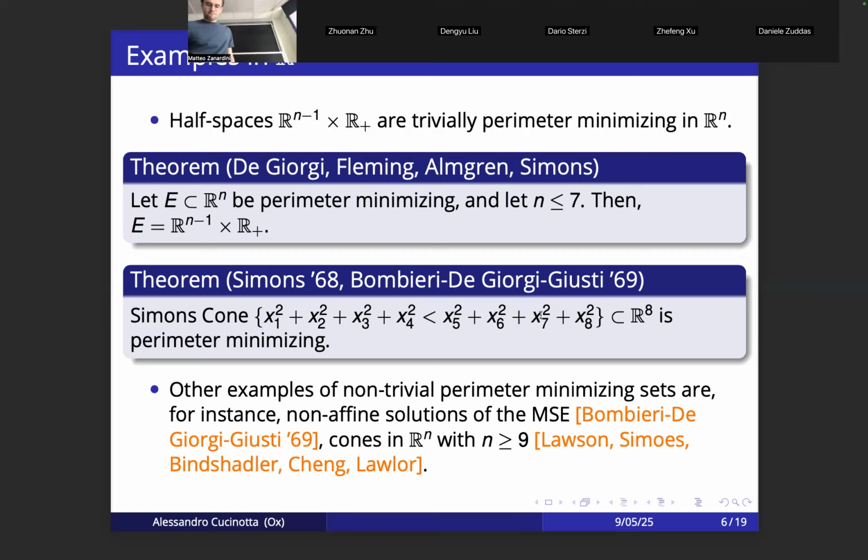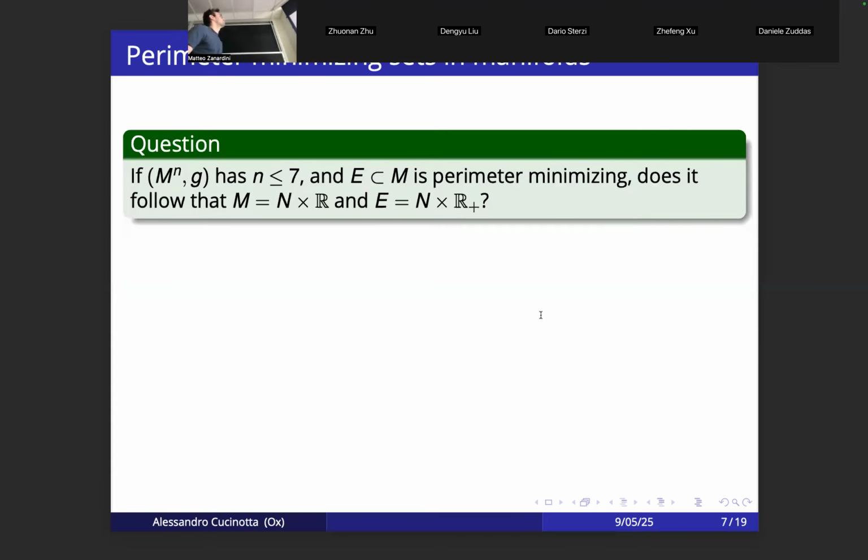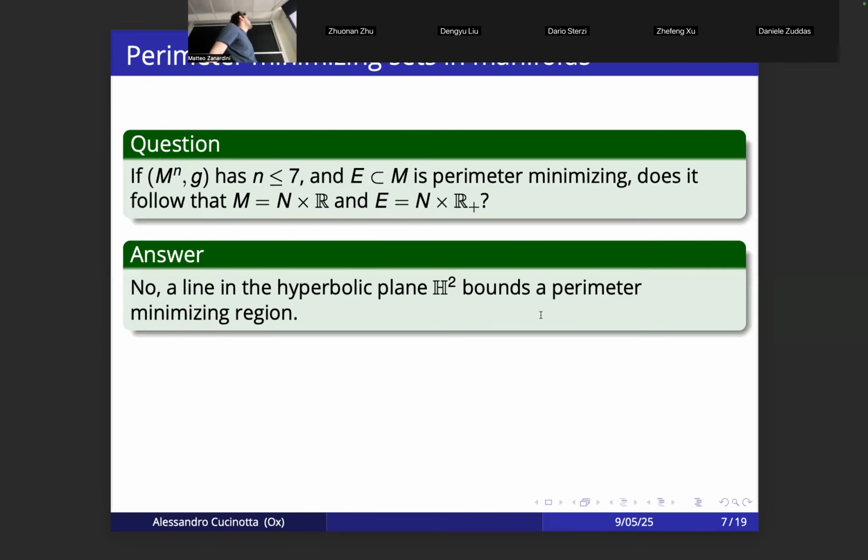So now we turn our attention to Riemannian manifolds. The first natural question is the following. If we have a Riemannian manifold and the dimension is less than or equal to 7, so the same condition that we have in Euclidean space, and if we have a perimeter minimizing set, does the existence of this set imply that the manifold has to be a product and that the perimeter minimizing set has to be a half space? This is the case, obviously, in R^n. So the answer is actually very simple, and it's negative.